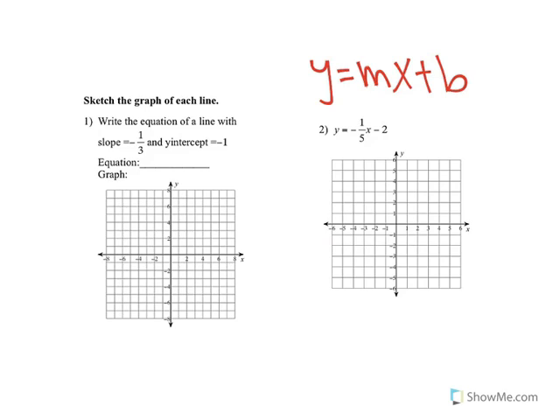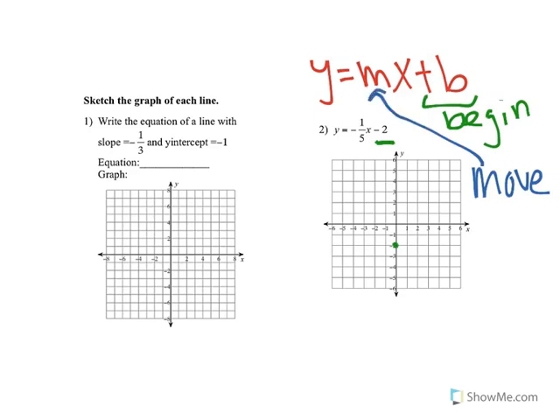Slope-intercept form is y equals mx plus b. I like to say that you begin with b, and that's going to be on the y-axis. So in this case, it would be -2 on the y-axis is your first point. And then you move with m. So your slope is -1/5.